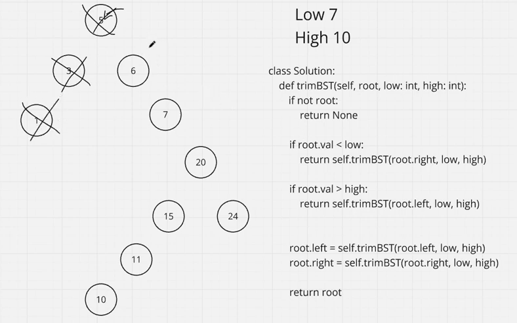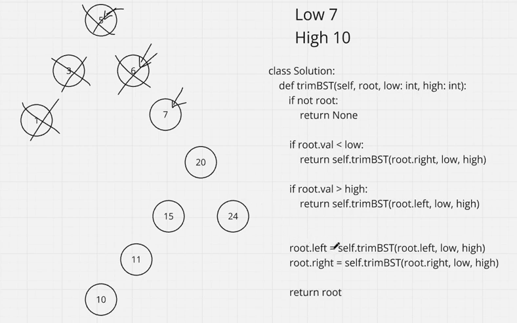Now it is at number 6 because it passed into the root dot right. It goes back into the function and checks again that the root is not empty. Next, it is again less than low, so it passes root dot right, which is 7, into the function, and this will be removed. Now 7 will not trigger this because it's not none, it's not less than 7, and it's also not bigger than high. So it will go to the last two lines.